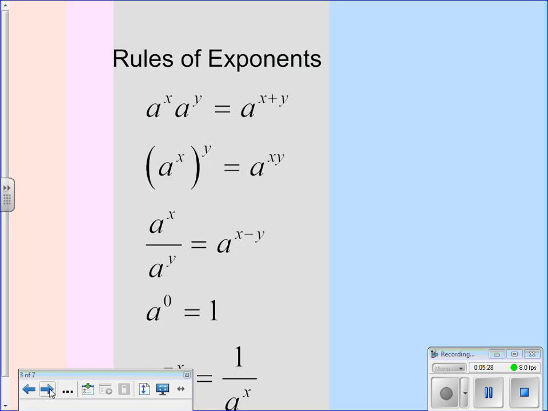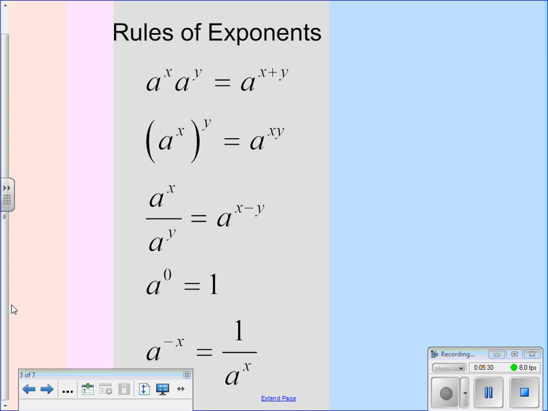Rules of exponents. To quote Judge Reinhold's character in Fast Times at Ridgemont High, when he was speaking to Spicoli and his friends, learn it, know it, live it.